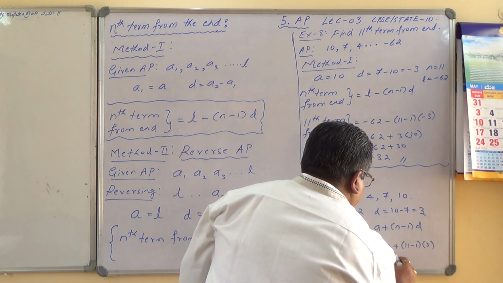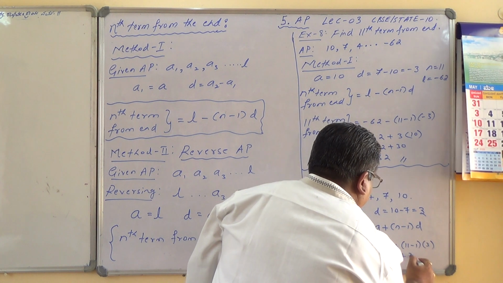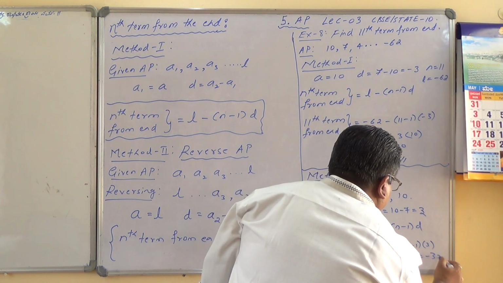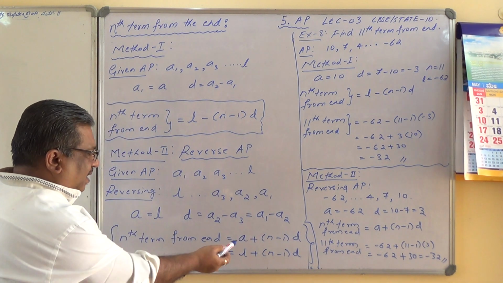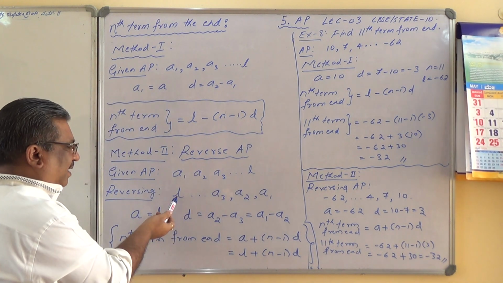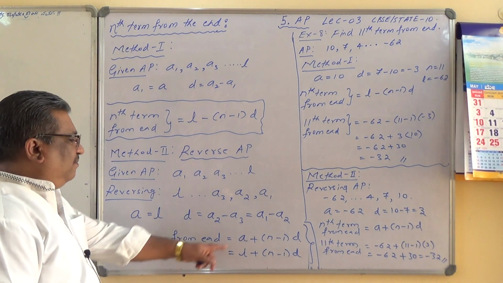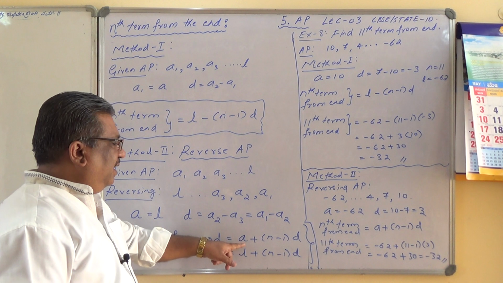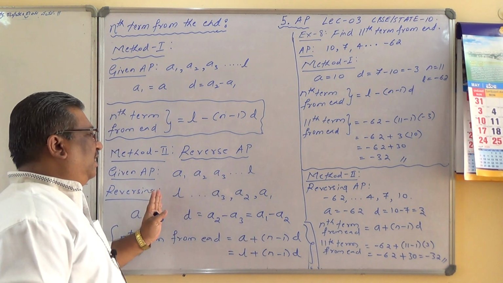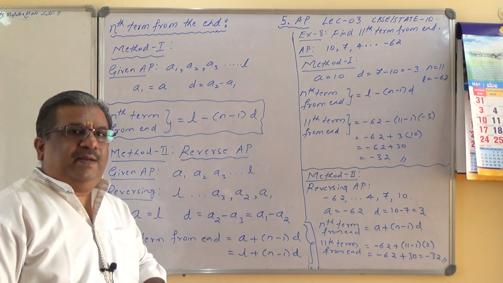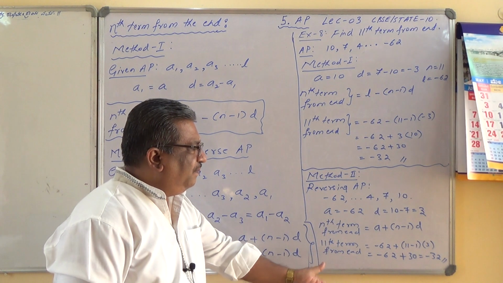So minus 62, 11 minus 3, 1 is 10 into 3 plus 30, which equals minus 32. See, both the ways, these are correct only. See here, L, the last term has become the first term in this case, and you use the general formula, that is nth term formula, which is nothing but A plus n minus 1 into D, that is nth term from the beginning. So the moment you reverse the AP, nth term from the end becomes nth term from the beginning, and that is how I have obtained.